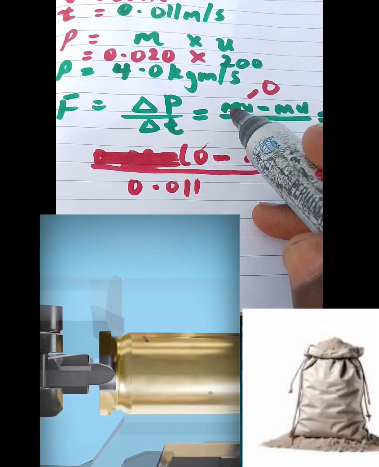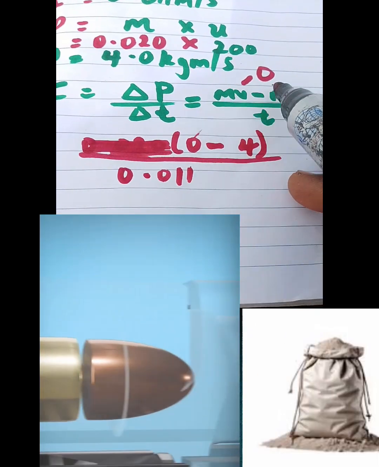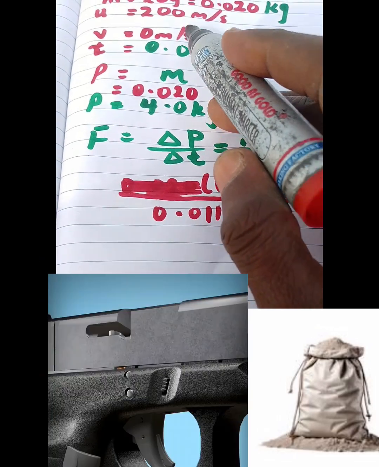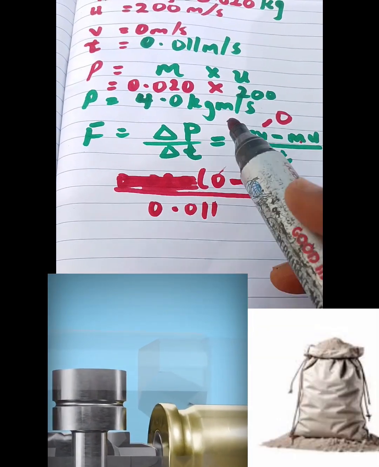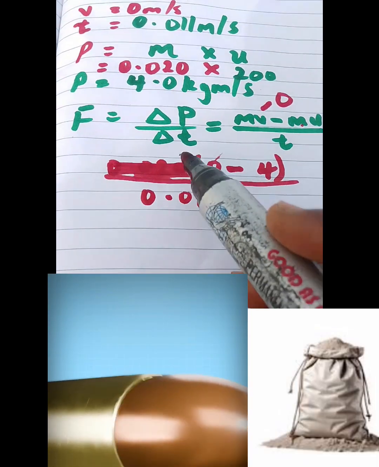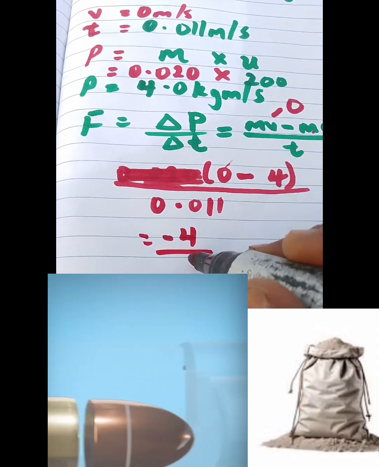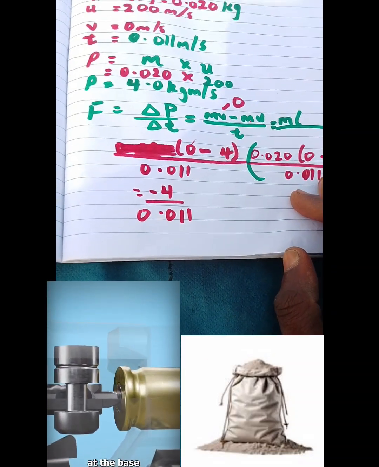mv, final velocity, is 0, which is here, minus initial velocity, which was 200 meters per second. Since initial velocity is 200 meters per second, that brought our initial momentum to be 4.0 kilogram meter per second. So it was 0 take away 4, which is minus 4, so you have minus 4 all over 0.011.